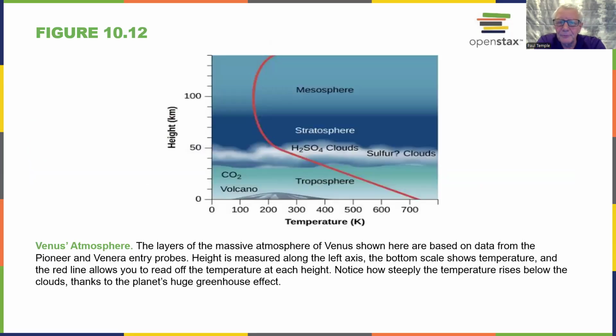Here's the atmosphere, the mesosphere, the stratosphere, and then H2SO4, which is sulfuric acid clouds. And then CO2 under that. And notice the volcano. The volcano is pretty high, but it is not as high as Olympus Mons on Mars, which so far is the highest volcano in the solar system.